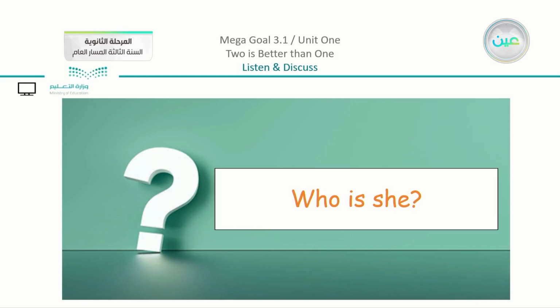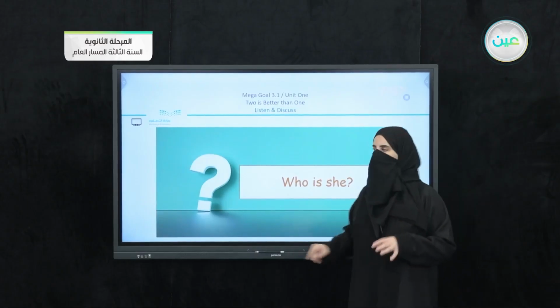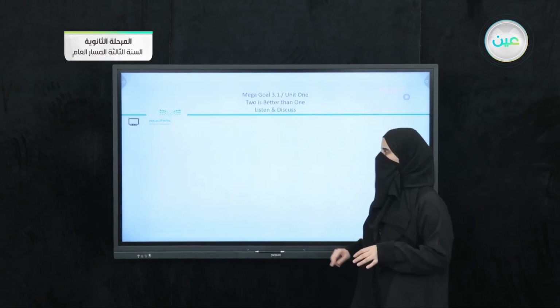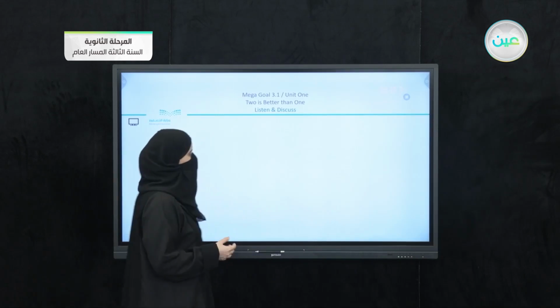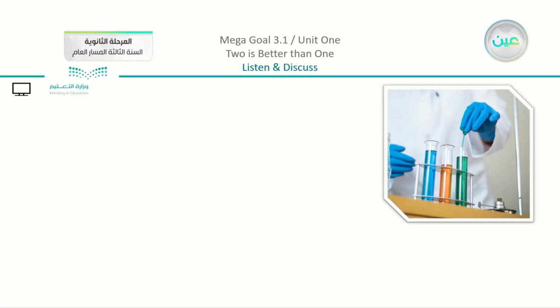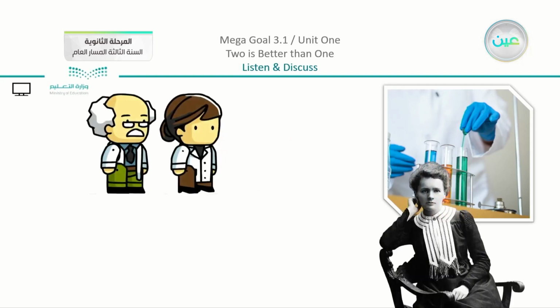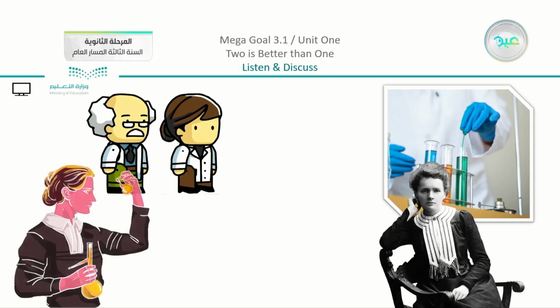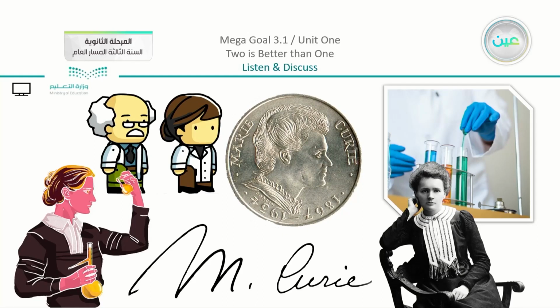So we are going to move on. You listened to this small script about this personality. We have some pictures here just to give you a hint who this personality is. Something about chemistry was mentioned. We also have this lady here, she and her husband. And we can see that this famous personality is Marie Curie.